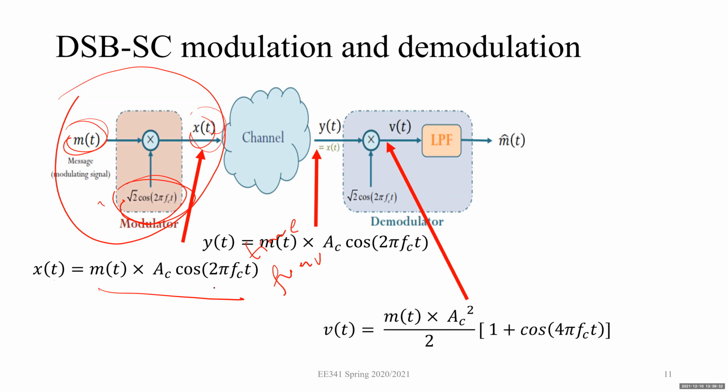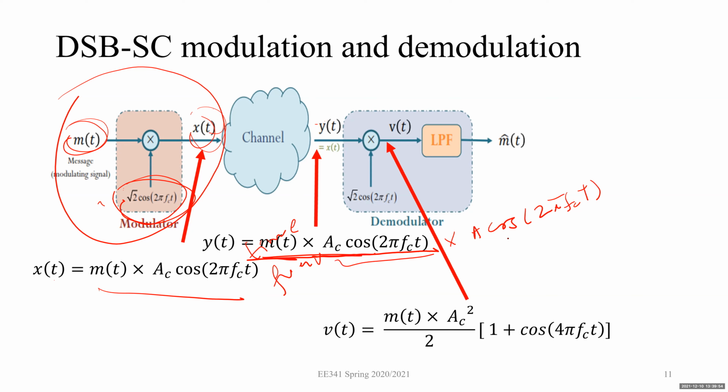So here, what we will do at this point is multiply again this Y of t, which is equal to M of t into Ac cosine of 2 pi fct. We will multiply it again with Ac cosine of 2 pi fct.